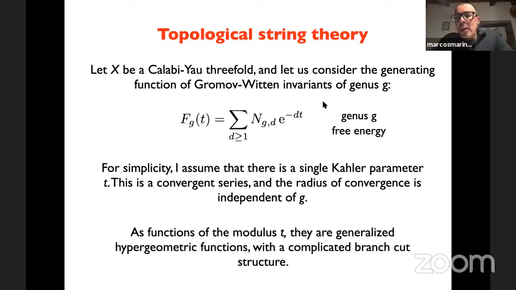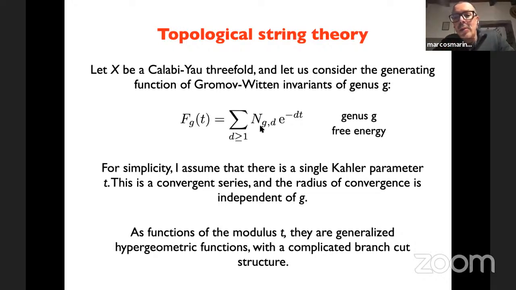So I'm going to put myself in a simple situation. X is going to be a Calabi-Yau threefold, and I'm going to consider the easiest object that you can deal with in string theory, which is the generating function of Gromov-Witten invariants of genus g. For simplicity, I will assume that I have a single Kähler parameter in my Calabi-Yau threefold. This is just to simplify my notation. Everything goes through in general.